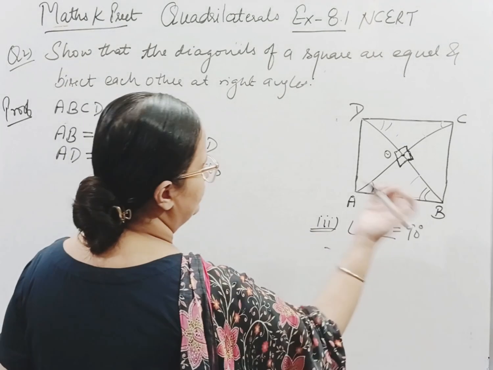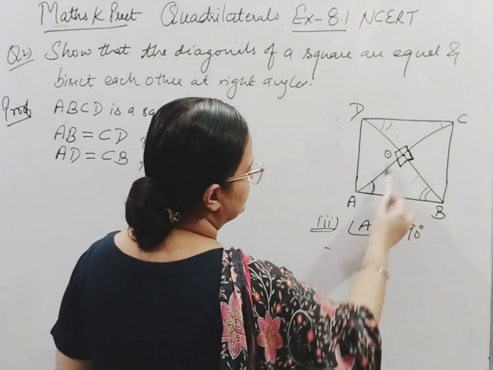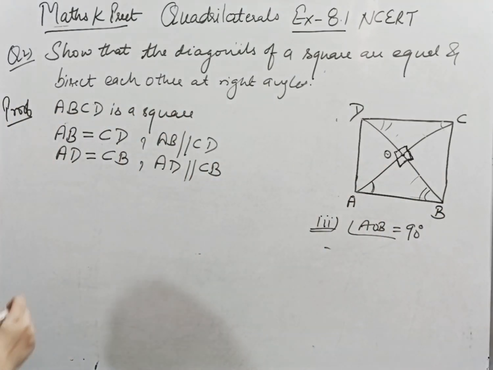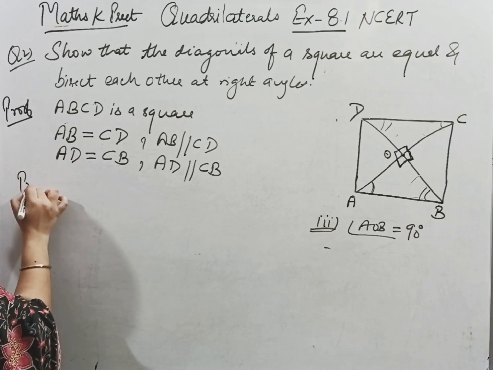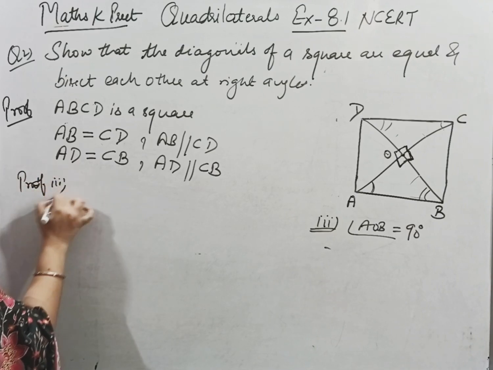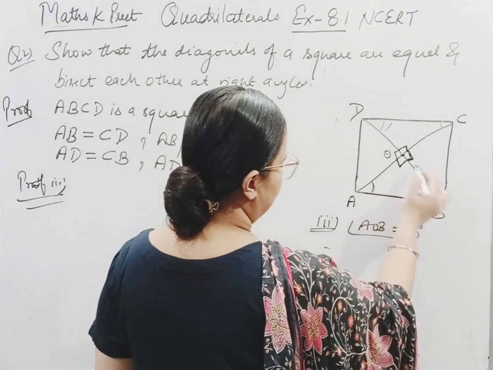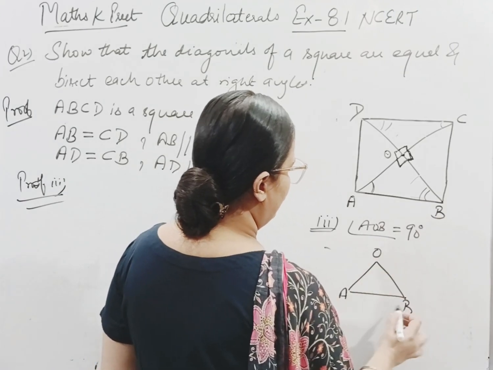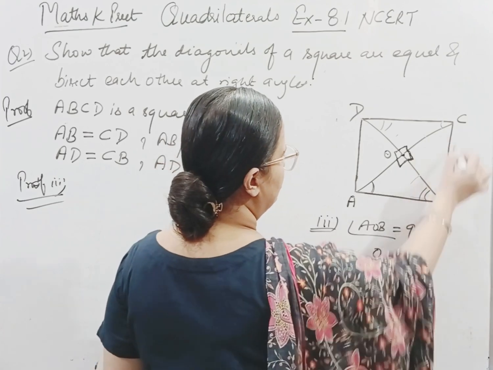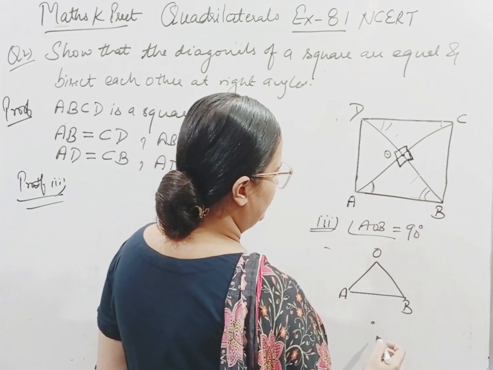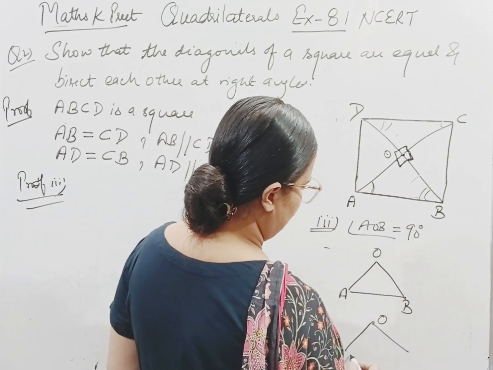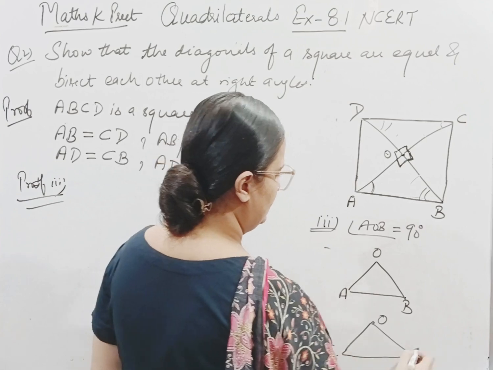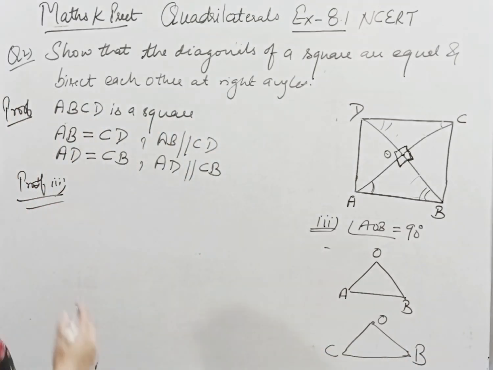I am taking angle AOB first. If I have to show that angle AOB is 90 degrees, then I'll move to these two triangles to show them congruent. So I'm writing the proof of this third part. This is my first triangle that I am taking, OAB, and I have to show this is congruent to this triangle, so I'm taking O here and CB here.